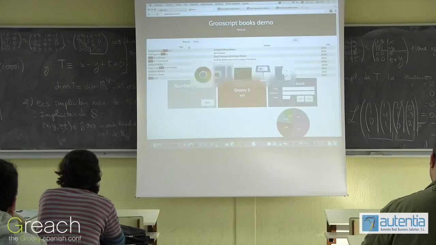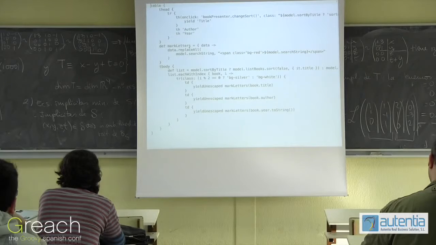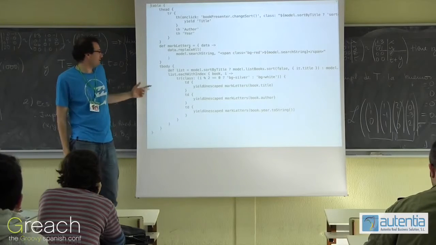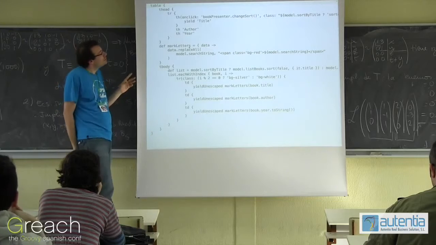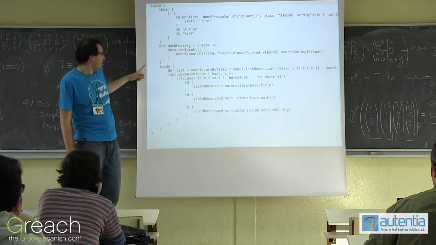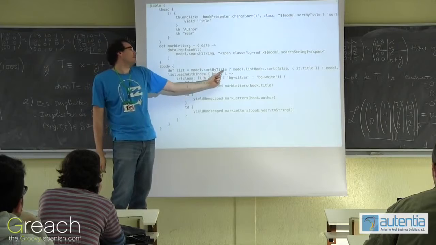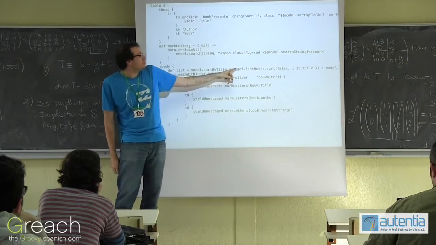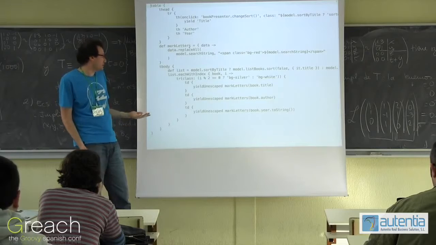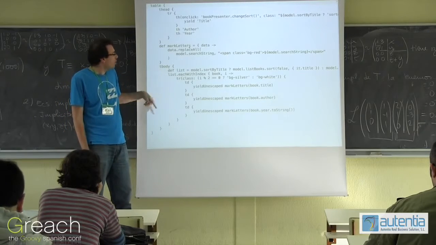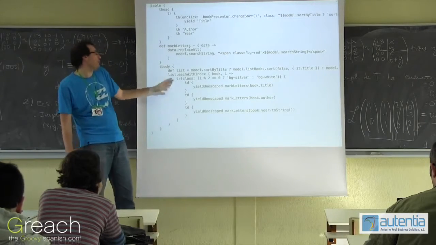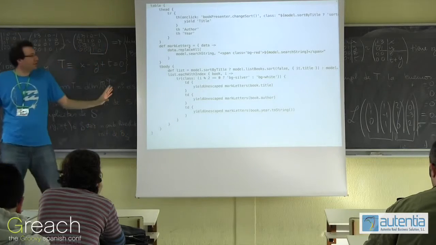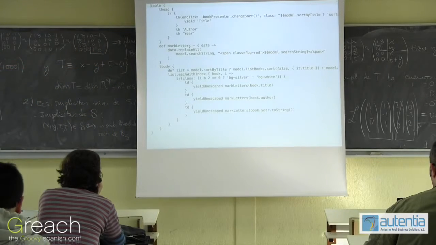And the code for this is in Groovy. So let's see. This is the template of the list of books. You can see here it is all Groovy code. For example, if I sort by title, I do some work with Groovy lists. I go through the list and I do things. As you see, all is in Groovy, and runs on the client side.